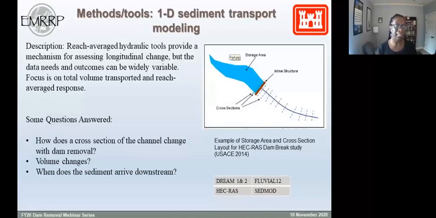Some of the questions we might be asking ourselves when we utilize this model are: how does the cross-section of the channel change with dam removal? How does the volume change? When does the sediment arrive downstream if it's an unsteady approach to 1D modeling? We have a figure here which is an example of a HEC-RAS layout. So you can see you have a storage area, and then you have a series of cross-sections. The idea is that you can get information at each one of those cross-sections as HEC-RAS solves a series of equations.